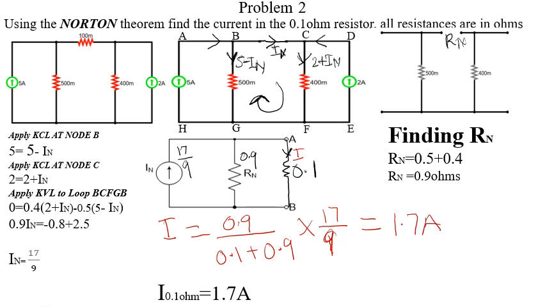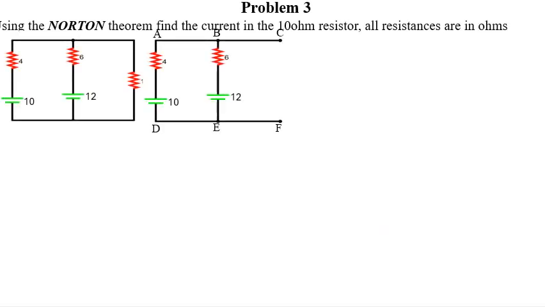So we'll take our second question, and I hope you guys are really getting it. Using Norton's theorem, find the current in the 10 ohm resistor. All resistances are in ohms as usual. So they said we should use Norton's theorem as we've always been calculating. This is the 10 ohm resistor. Here is 10. So that's the 10 ohm resistor that we are calculating.